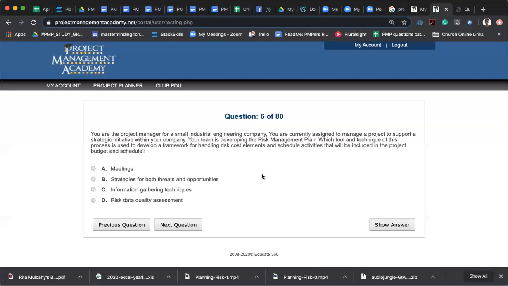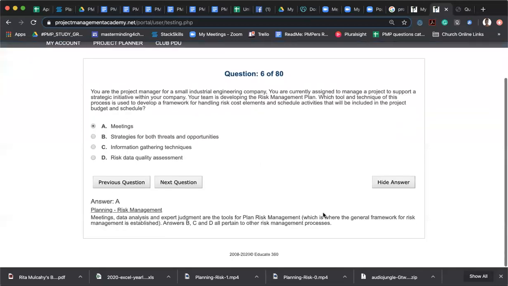Develop a framework. Yeah, I'm gonna say meeting. Risk. The others don't look familiar to me. Hmm. Meetings, fair enough.